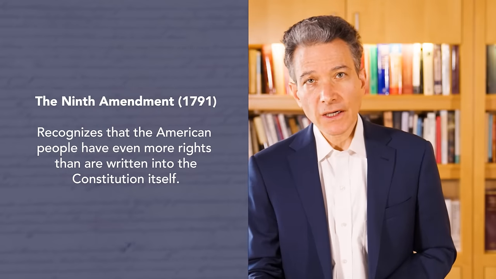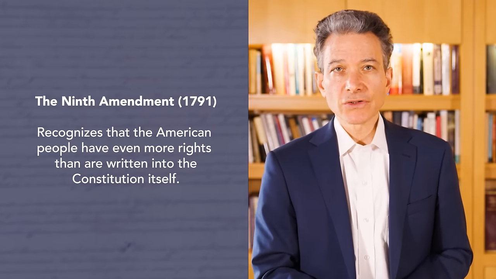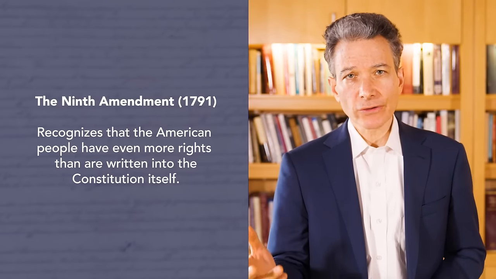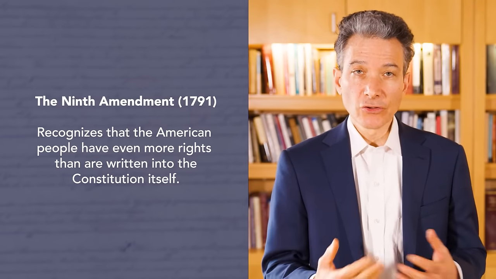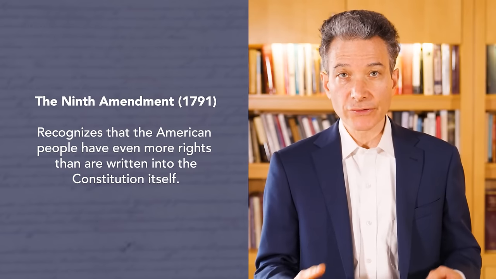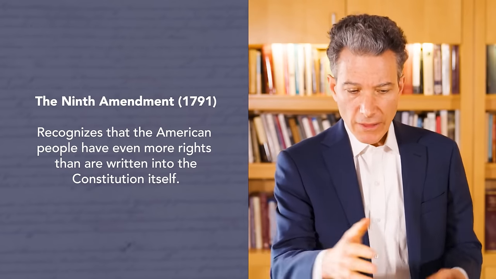The Ninth Amendment has been interpreted by many to recognize the existence of natural rights that come from God or nature, not from government. It says that the enumeration of certain rights shall not be construed to deny or disparage others retained by the people. That retained by the people means retained when you move from the state of nature into civil society.